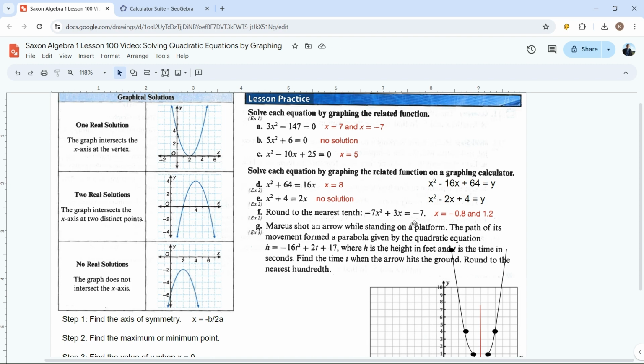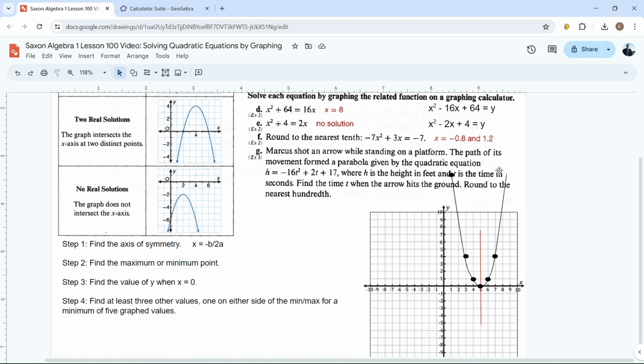All right, so the point on this one is that sometimes even if you tried to graph like this, how would I guess that it's negative 0.8, right? So sometimes your best bet is to use a calculator because it doesn't cross the x-axis in nice whole number or integer places. And lastly, Marcus shot an arrow while standing on a platform. The path of movement forms a parabola given by the quadratic equation h equals negative 16t squared plus 2t plus 17, where h is the height in feet, t is the time in seconds. Find the time when the arrow hits the ground.